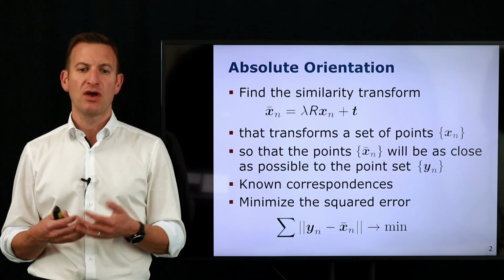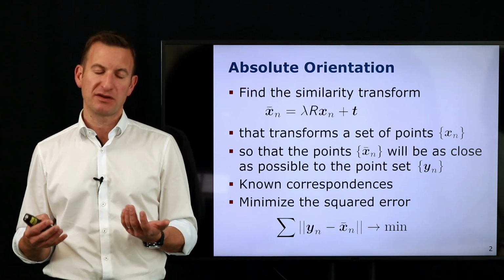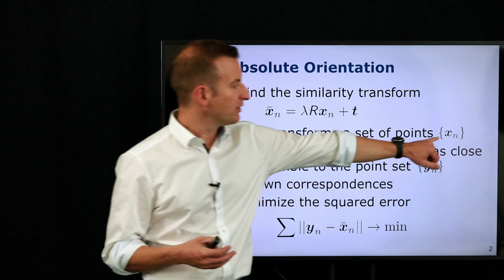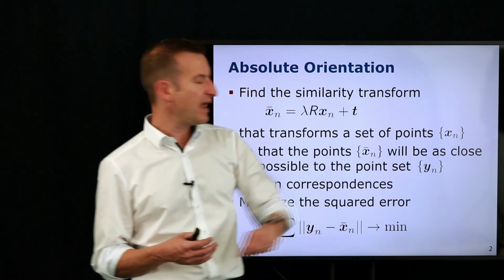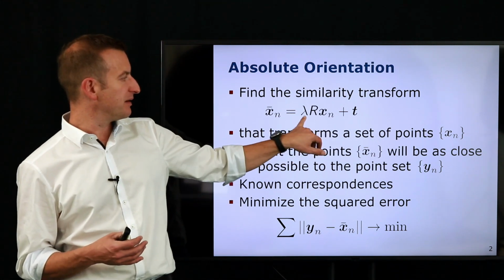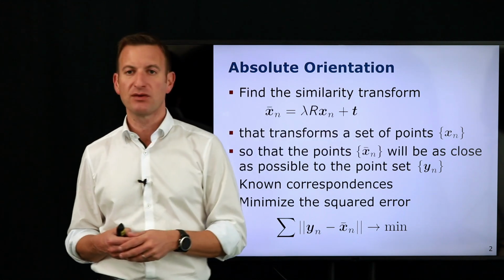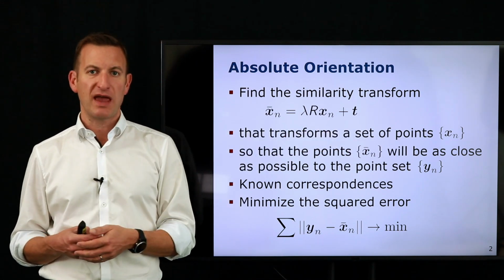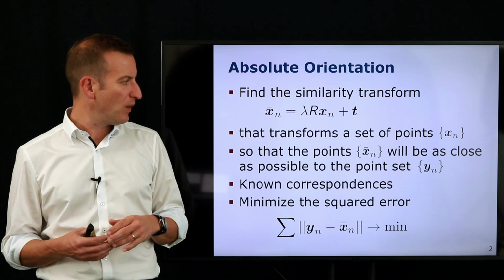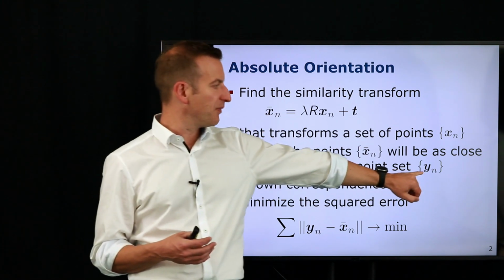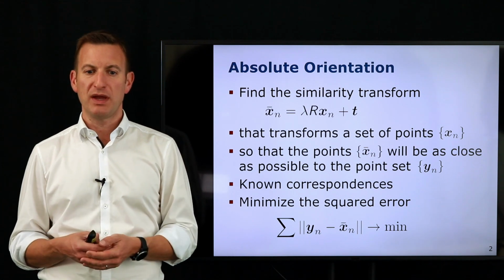Absolute orientation means we have a set of points x and we have a set of points y. So this is my point x and my point y, and I want to transform the point set x with a transformation of that style. That means one scale parameter, one rotation matrix, and a translation vector, so that the points xn are transformed to points xn bar in a way that these xn bar and the yn are as close as possible to each other. And we assume we have known correspondences.